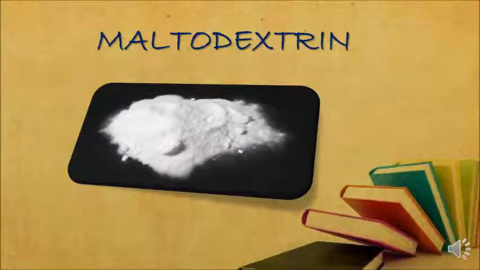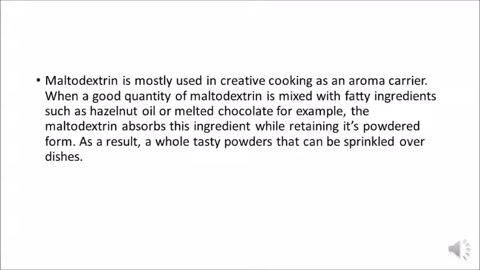Here's a quick review of how maltodextrin looks. Maltodextrin is mostly used in creative cooking as an aroma carrier. When a good quantity of maltodextrin is mixed with fatty ingredients such as hazelnut oil or melted chocolate, for example, the maltodextrin absorbs the ingredient while retaining its powdered form. As a result, you get tasty powders that can be sprinkled over dishes.